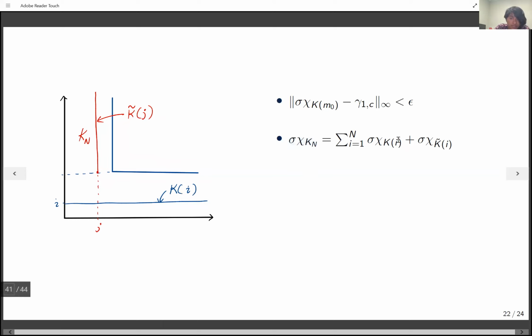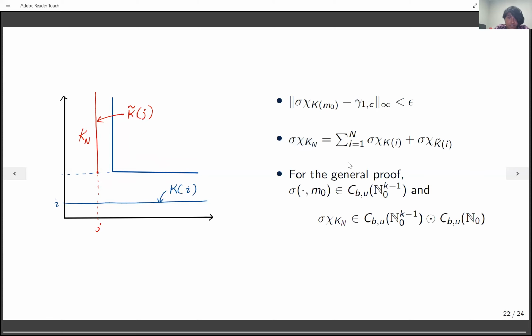So from this, each of these can be controlled, approximated by eigenvalue functions, and we get a bunch of eigenvalue functions, and the sum of them is again an eigenvalue function. So we are done. Now for the general proof, we did the proof only for the 2 dimension.